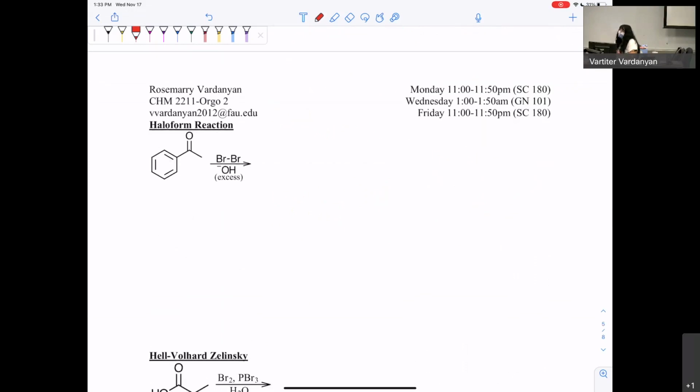So the haloform reaction, before I actually show you the mechanism and stuff, I'm just going to say that the haloform reaction is a specific type of halogenation. So again, halogenation is the umbrella, and haloform is one of those reactions. So the specific conditions for this one is you need base catalyst.